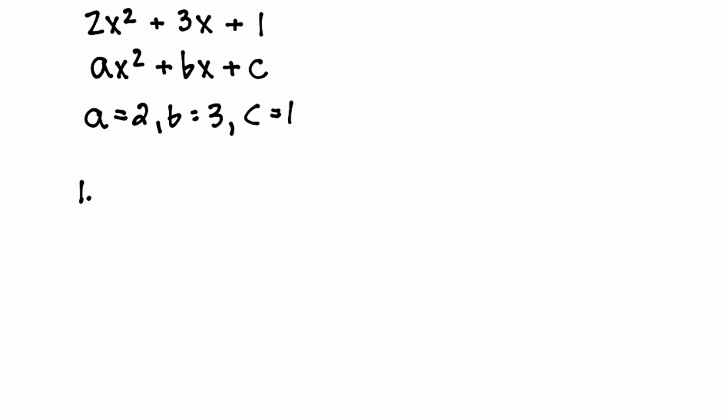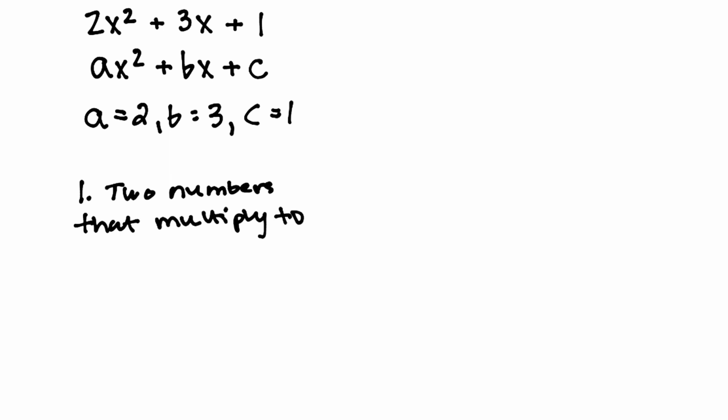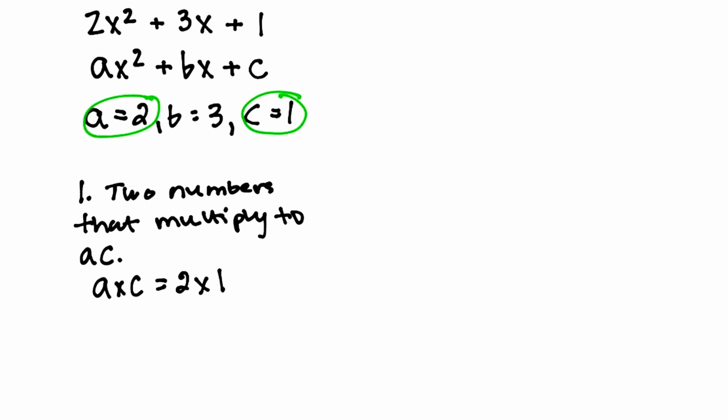The two rules we're going to use to solve this: we need to find two numbers that multiply to a times c. So first, let's identify a times c. a times c is 2 times 1. We can see up here that a is 2 and c is 1, so that's going to be equal to 2.